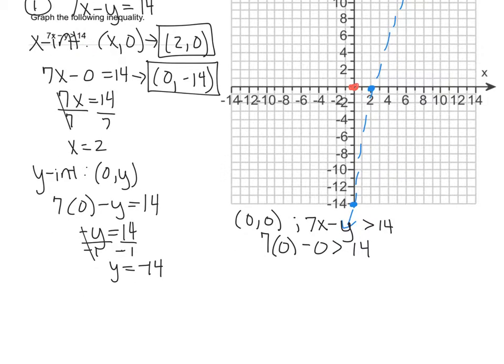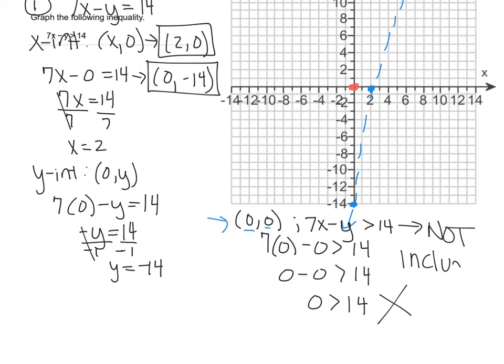So to test 0, 0, I'm going to take the original inequality and plug in a 0 for x and a 0 for y. So I get 7 times 0 minus 0 is greater than 14. This becomes 0 minus 0 is greater than 14, or 0 is greater than 14. Now this is not true. 0 is not greater than 14. So the test point is not included in the solution.